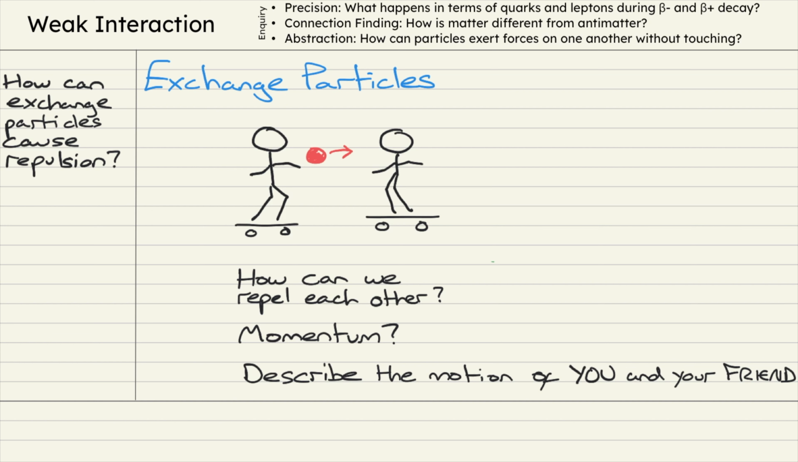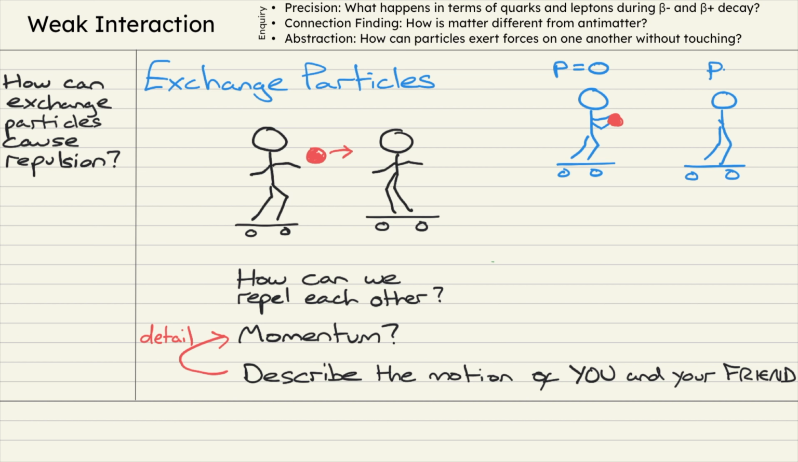Give this a try. Hit pause. Get the detail about momentum in. Okay, so at the start your momentum is 0. When you throw the ball towards your friend, the total momentum must stay 0. So you are going to have to roll backwards on your skateboard.